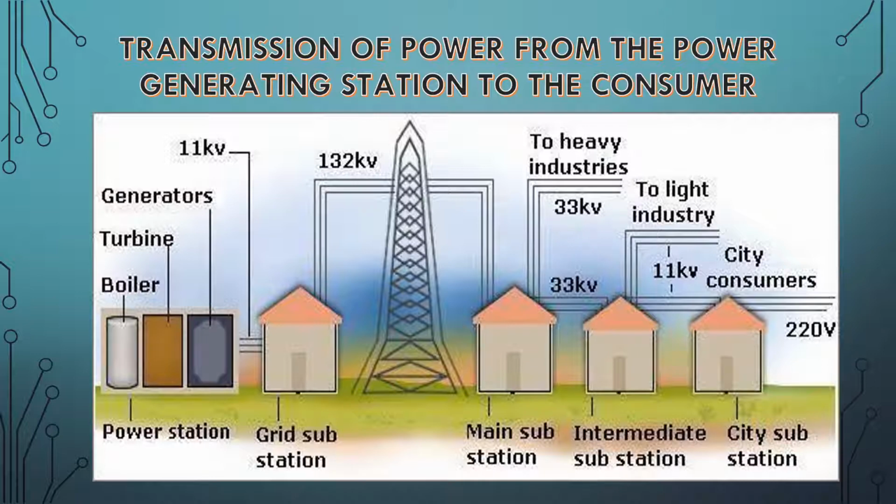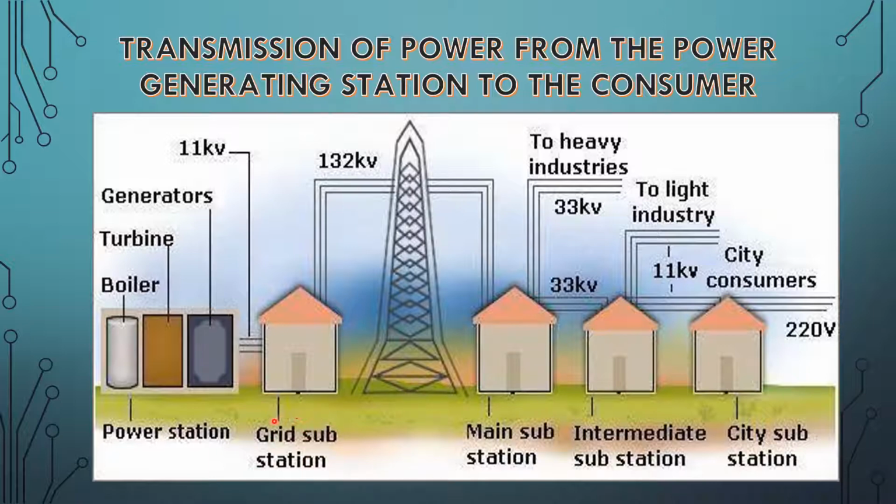Let us now discuss transmission of power from the power generating station to the consumer. Electric power is generated at the power generating stations. At the generating station, the electric power is generated at 11 kilovolt. The voltage of the power generated at the generating station is first raised from 11 kilovolt to 132 kilovolt to reduce loss of energy in transmission due to heating of line wires, and then it is transmitted to the grid substation.